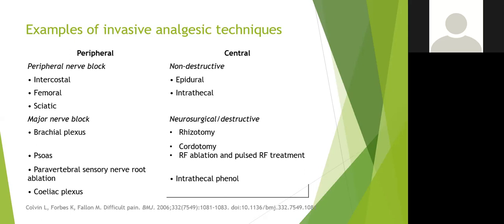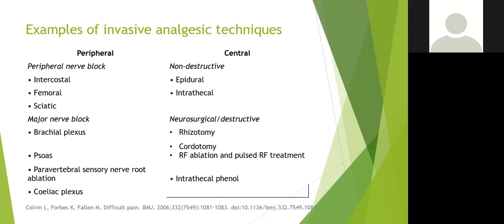This is from a BMJ that was in 2006. So some of these are quite old, and lots of new procedures have also come. So basic things are either a peripheral nerve blockade or central nerve blockade. And depending on the site of the patient, you can have an intercostal nerve blockade, for example for mesothelioma pain. You can have femoral nerve blockade, sciatic nerve, brachial plexus blockade if the lesion is in the axilla. Psoas muscle blockade. You can also have paravertebral sensory neuron ablation, celiac plexus blockade. Everybody has heard about that. CA pancreas pain.